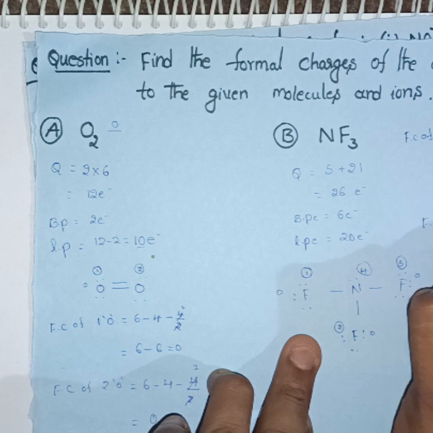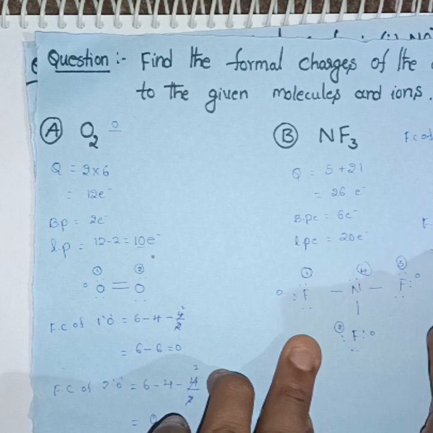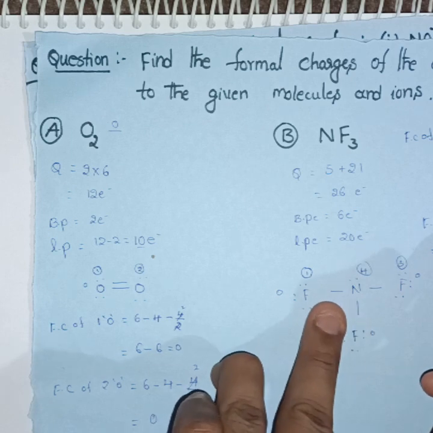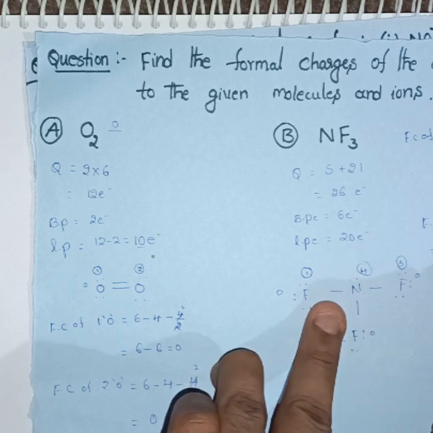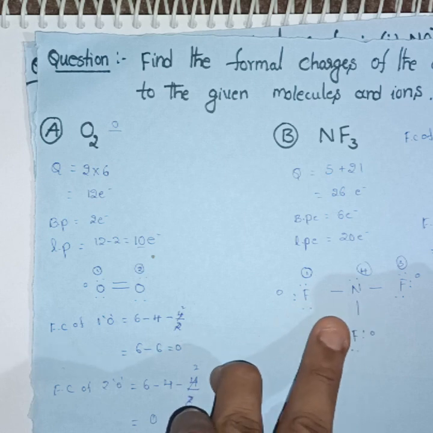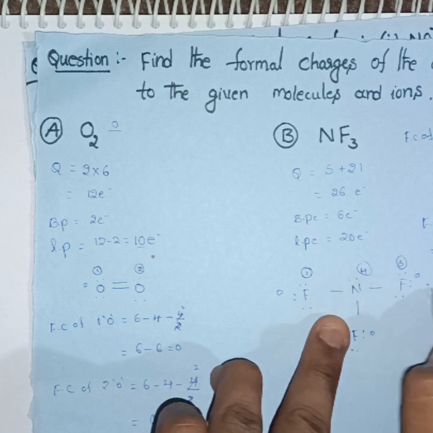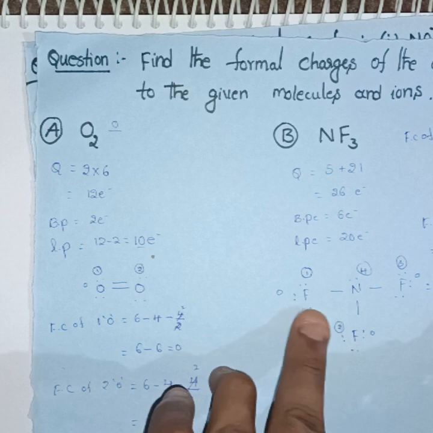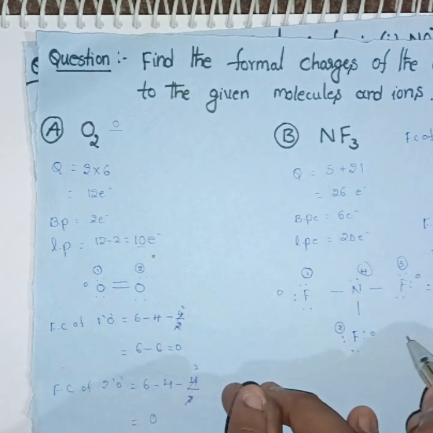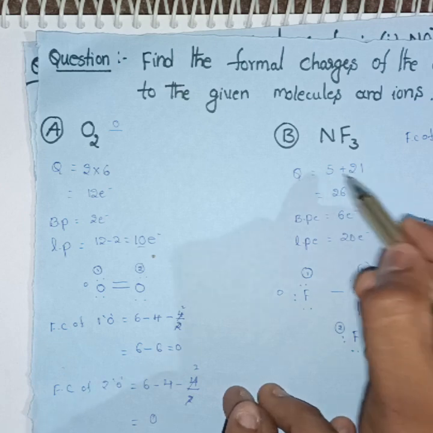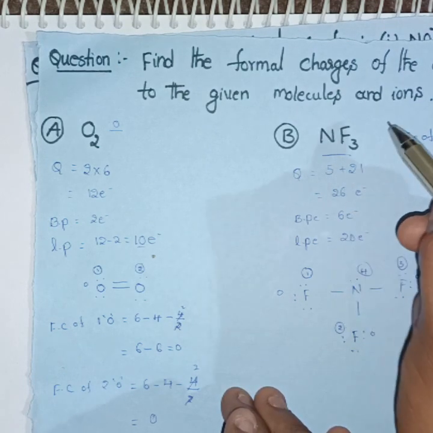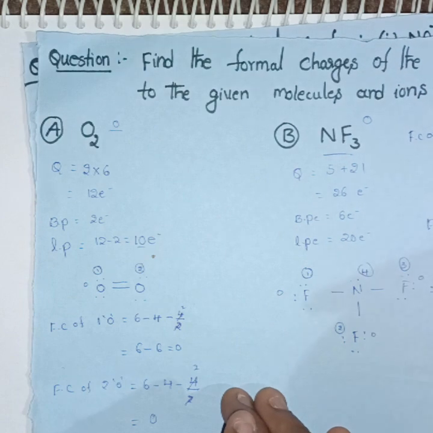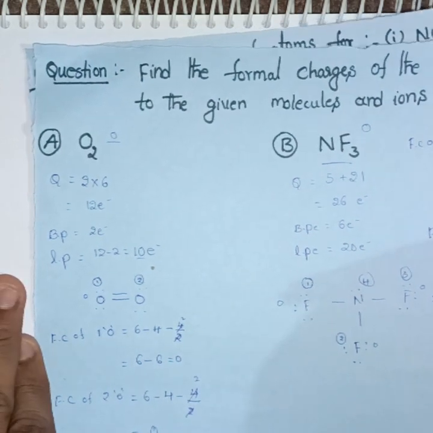Let's find out the formal charge of the nitrogen atom. Valence electrons of nitrogen 5 minus number of lone pair electrons 2 minus bond pair electrons 6 by 2. That is 3 minus 3. There you get 5 minus 5 is equal to 0. So the formal charges of all atoms are 0. So the charge on this molecule is also 0. Let's do some more examples.